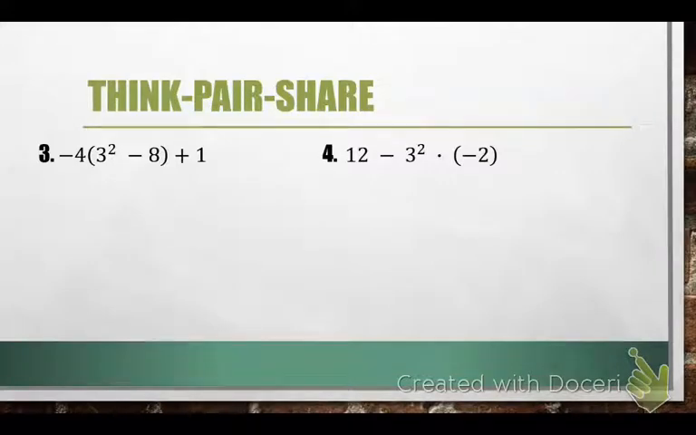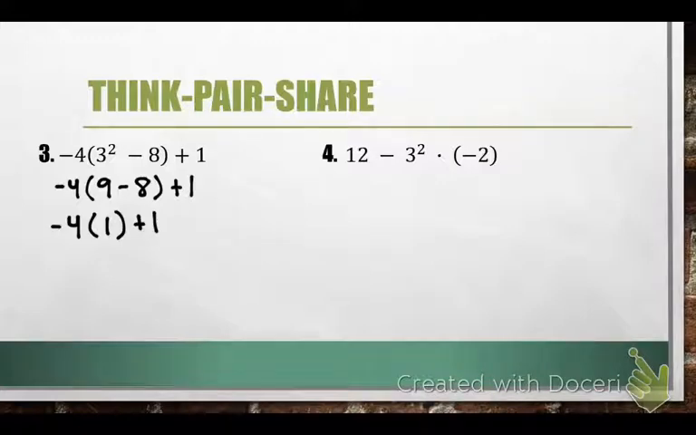According to PEMDAS, what should I do first? Parentheses, okay? So I'm going to bring down -4. Guys, what is 3 squared? 9 minus 8 plus 1. Okay, let's do these parentheses. What's 9 minus 8? 1. So I'm going to have -4 times 1 plus 1.